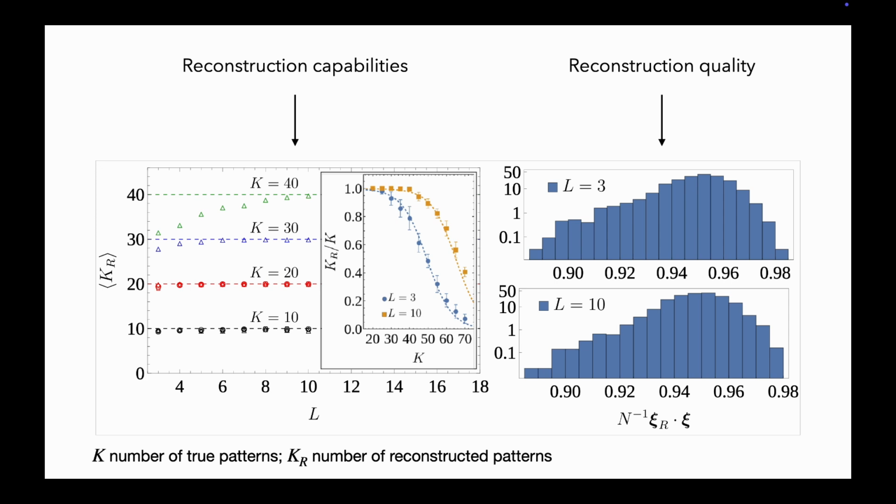When a pattern is recovered, it is typically very accurate. The overlap with the true pattern is sharply concentrated near one. Thus, larger L boosts capacity while preserving high reconstruction quality.